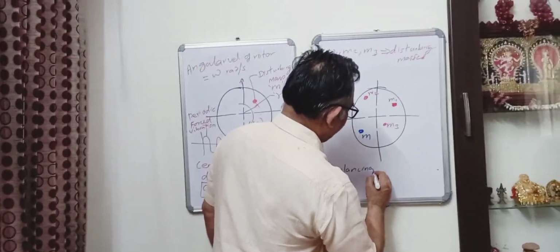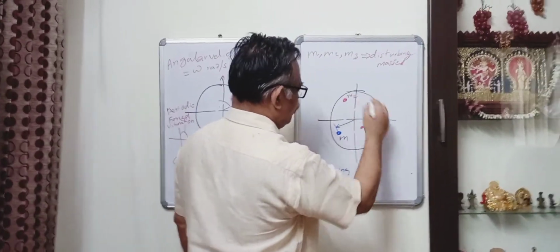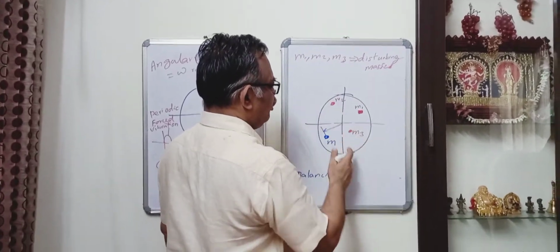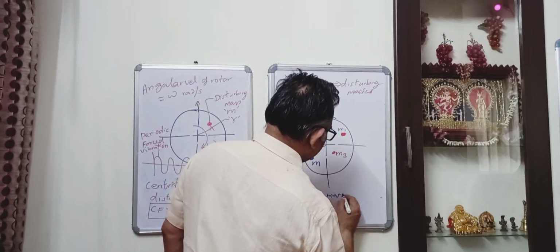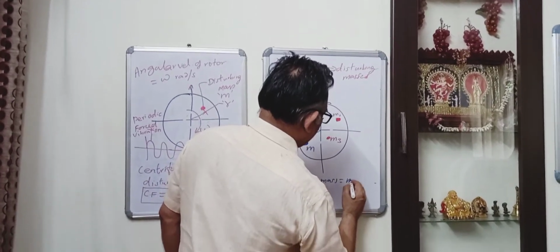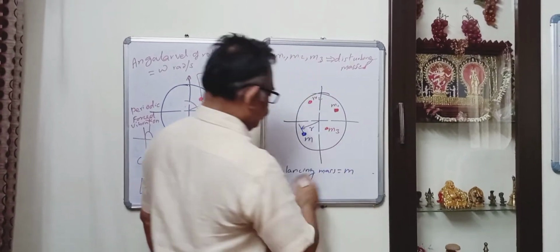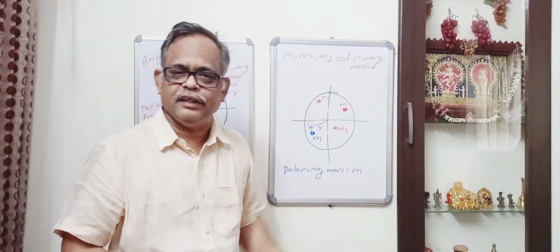And with the help of one single balancing mass, we can nullify the effect of all these disturbing masses, right? So the balancing mass is equal to M, right? And this distance is R, right? So this is a little more complicated case, right?